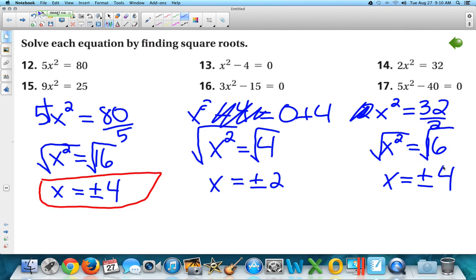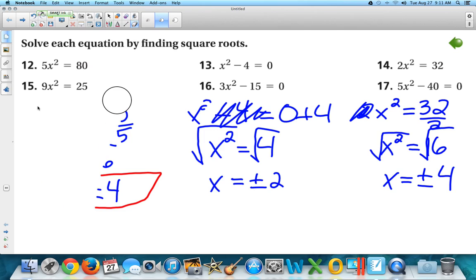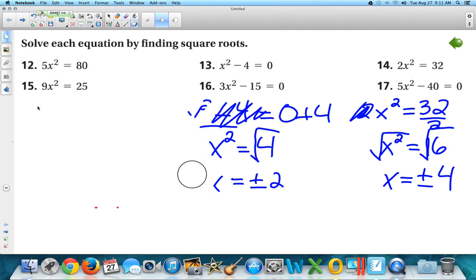Now, before I move on, I want you to notice something. The first thing I've done in each case is I've isolated my x squared. I had to divide by 5 here. I had to add 4 here. And then over here I had to divide by 2. Each time I got my x squared by itself before I had to take a square root. So notice that before you start these on your own. So I'm going to erase all this work.